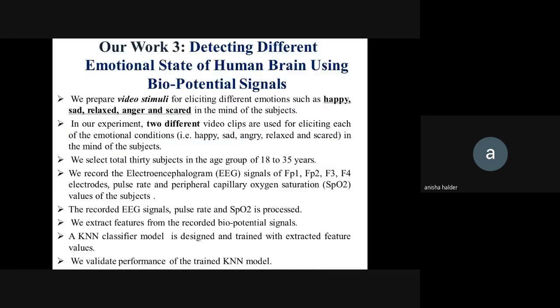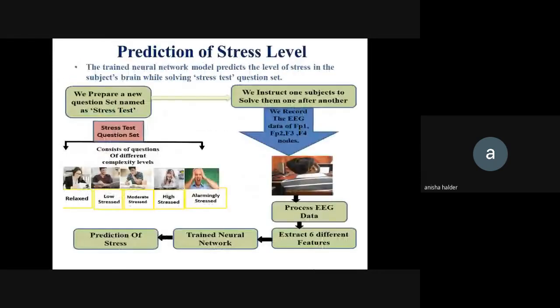So just stop of this one. Okay, fine. So this stress detection work, I am showing one work only here. The experiment environment was made using a set of question papers. The students have prepared the set of question papers with different stress levels. They have labeled them with low stress, high stress, moderate stress, and so on.